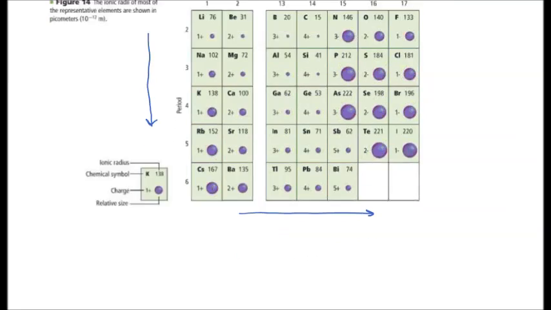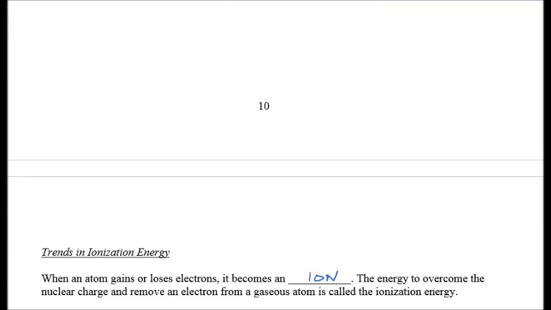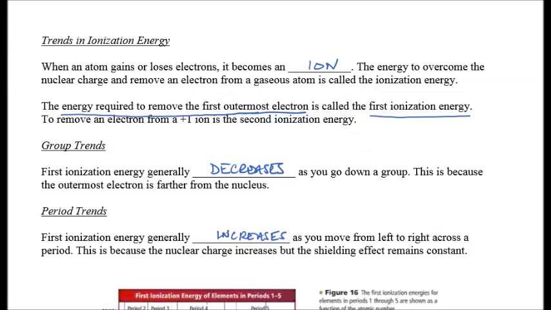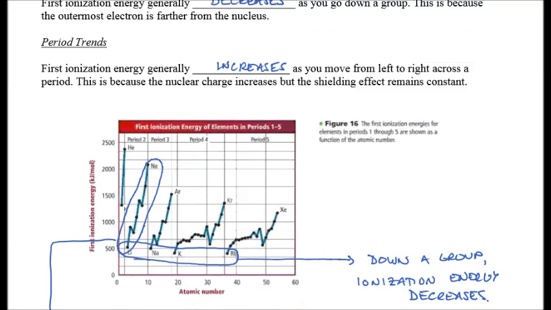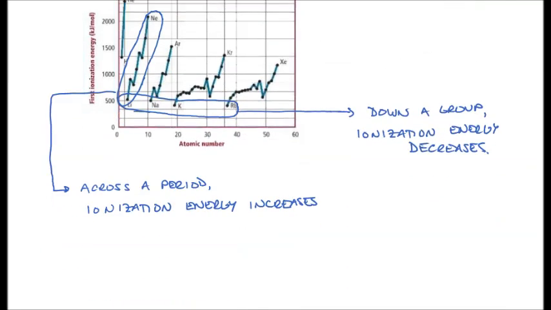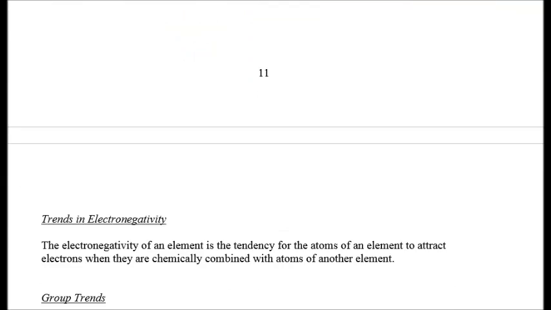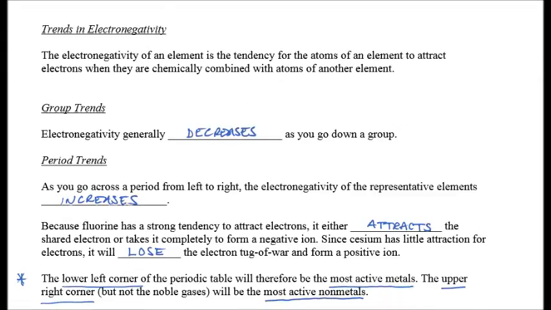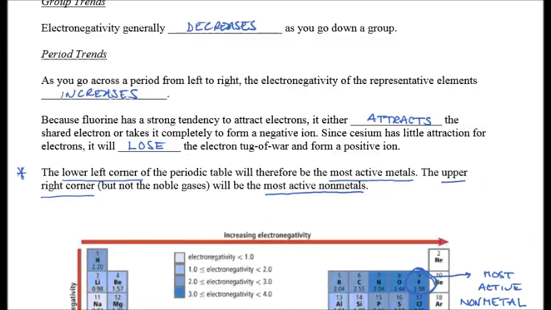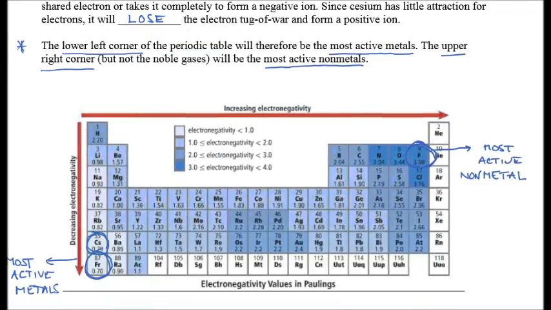So we skip ahead, and we go past ionization energy, which we discussed and you have to know, including the trends. We go past electronegativity, which we discussed, which is a trend you have to know. You have to know fluorine is the most active nonmetal, and cesium or francium is the most active metal.